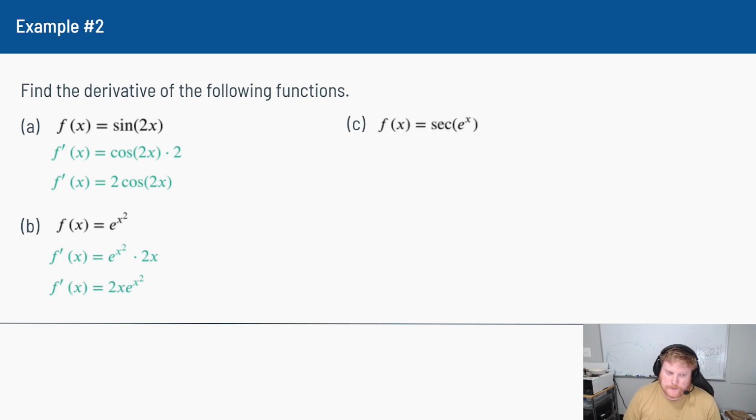And then for the last example on this slide, we have the secant of e to the x. So the derivative of secant is secant tan. And notice that what's plugged inside of secant and tangent is exactly what was plugged into the original function. It's what was the inside function. And then we're multiplying by the derivative of the inside function. The inside function is e to the x, and the derivative of e to the x is e to the x.